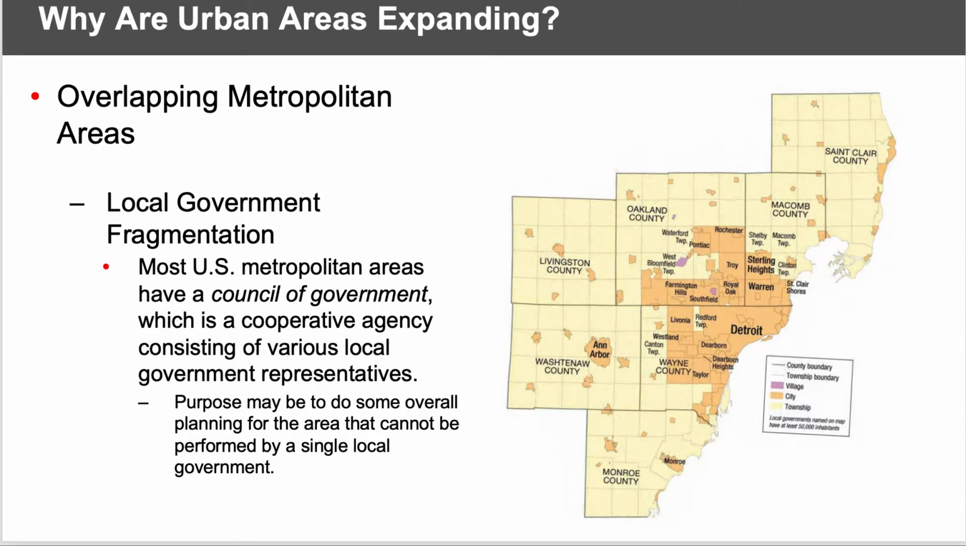Most U.S. metropolitan areas have a council of government, which is a cooperating agency consisting of the various local governments. The purpose may be to do some overall planning for the area that cannot be performed by the single local government.